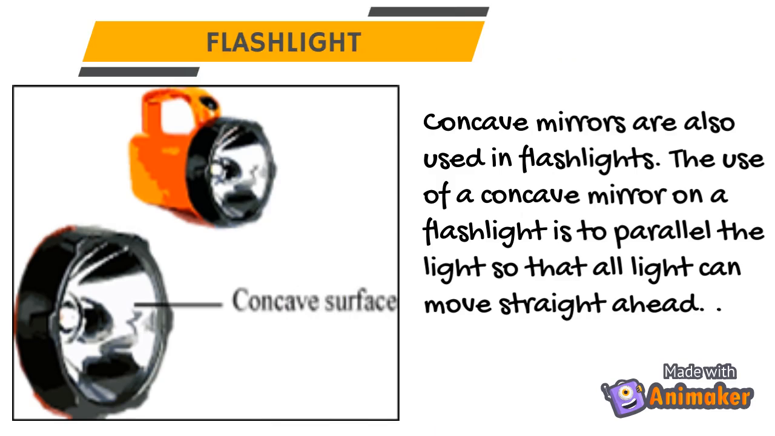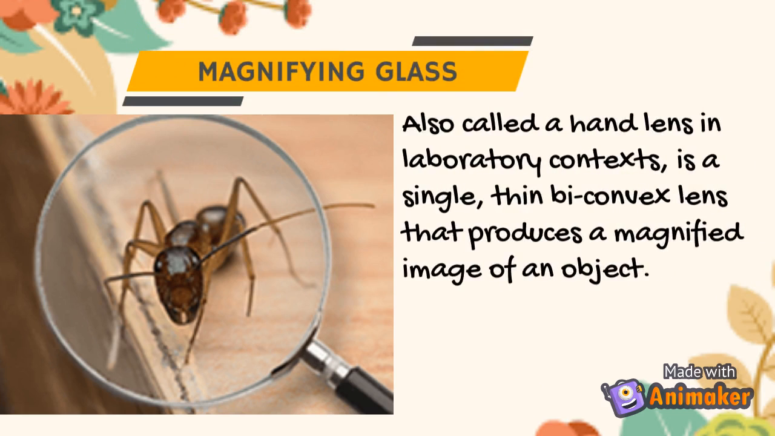Next is flashlights. Concave mirrors are also used in flashlights. The use of a concave mirror in a flashlight is to make the light parallel so that all light can move straight ahead. If you open the glass front cover of the flashlight and remove the concave mirror, the resulting light will widen in all directions and cannot illuminate objects or road surfaces at a distance.